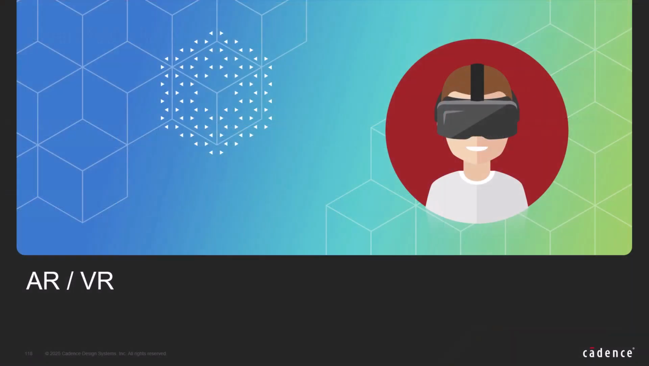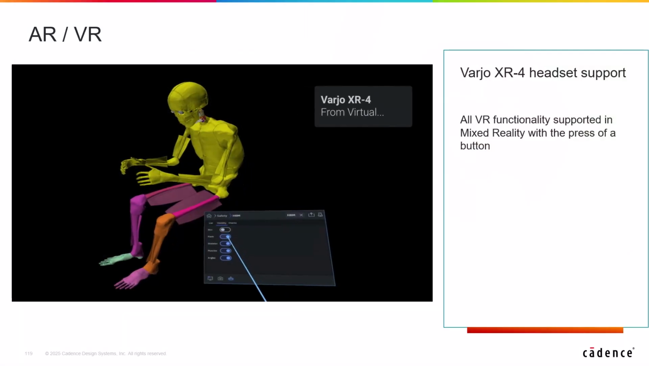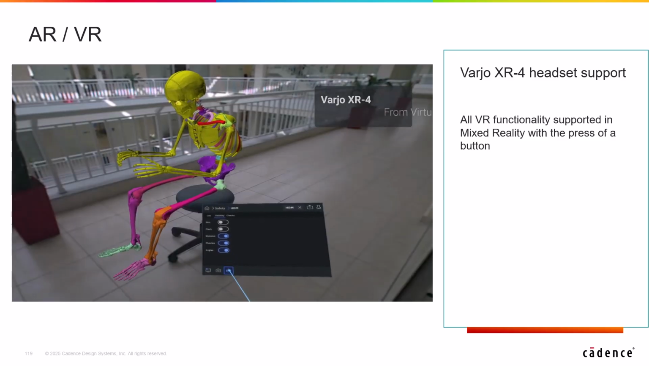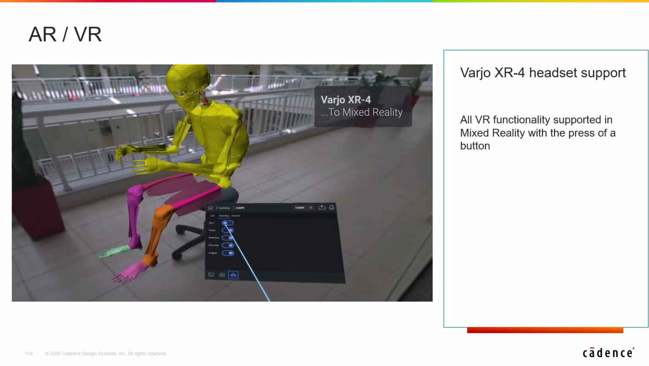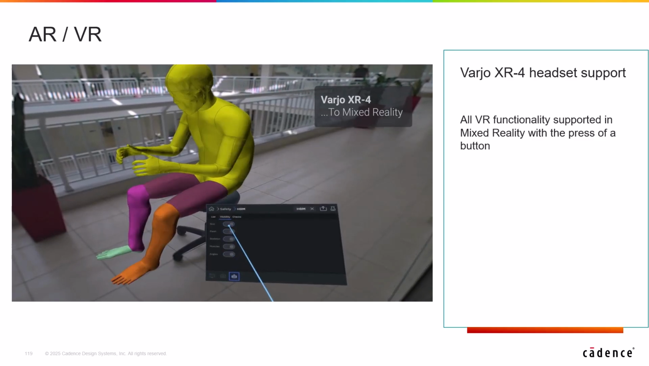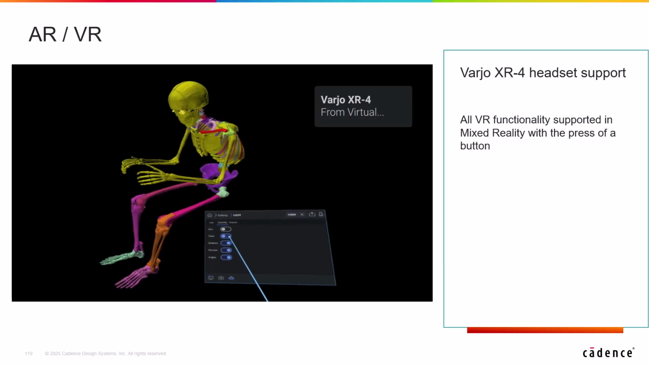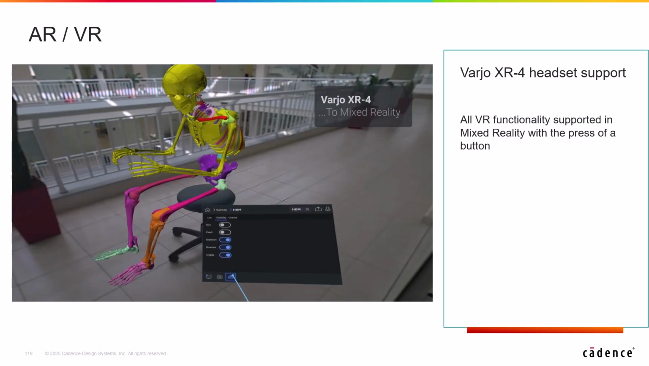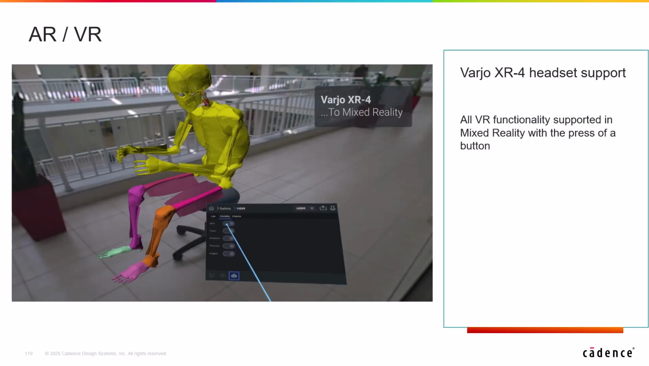Finally, let's step into AR and VR. With this release, the Varjo XR4 headset is now supported. What makes this special is the ability to seamlessly switch between virtual reality and mixed reality with just the press of a button, directly from the menu interface. This means all existing VR functionality is now fully supported in mixed reality mode as well, giving users maximum flexibility and a more immersive, context-aware experience.